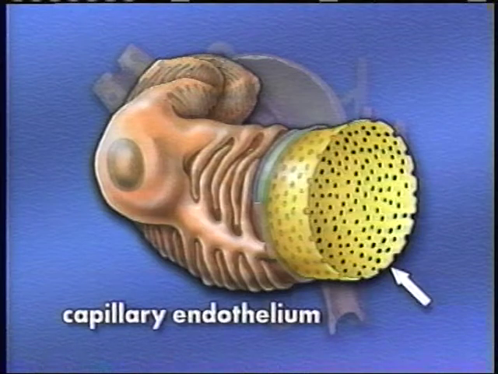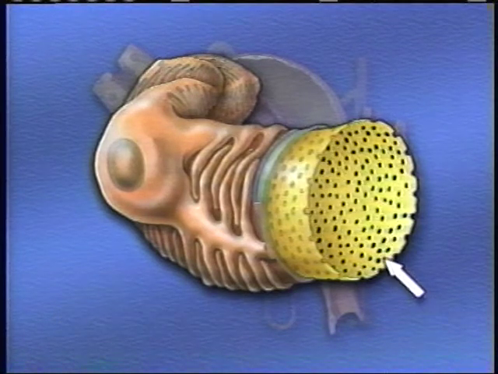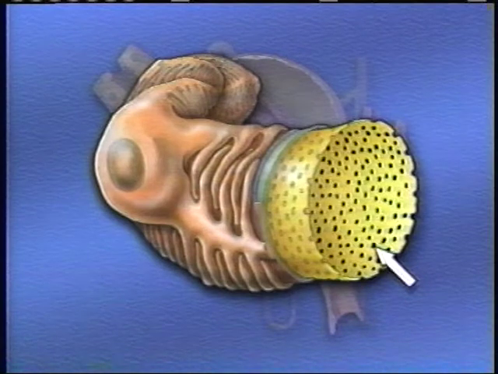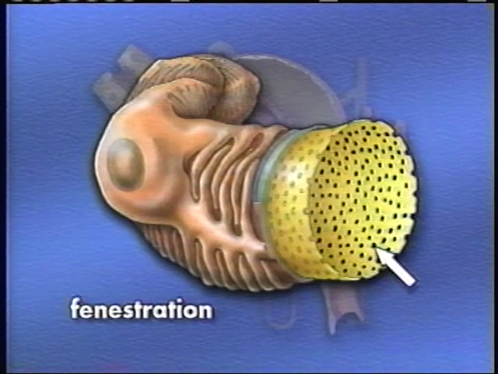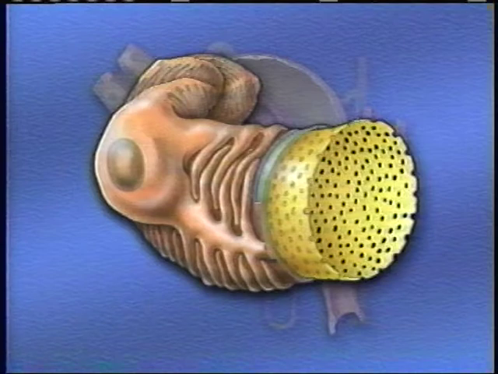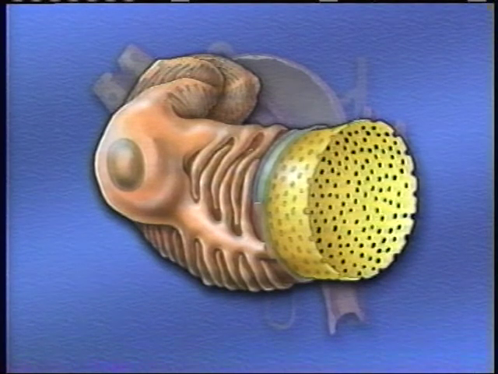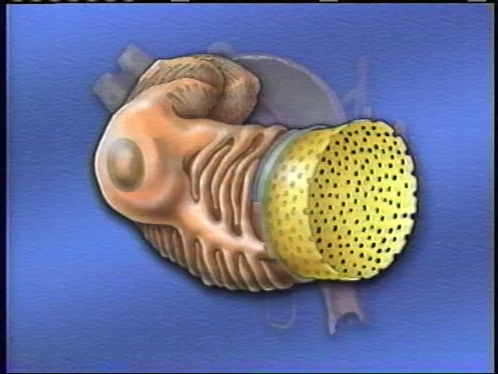The capillary endothelium is also modified. Pores in the endothelium of the capillary, called fenestrations, increase the permeability of the capillary. Except for most proteins and blood cells, the fenestrations allow everything in the plasma to be freely filtered.